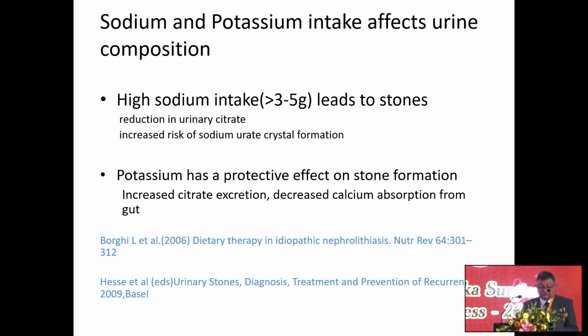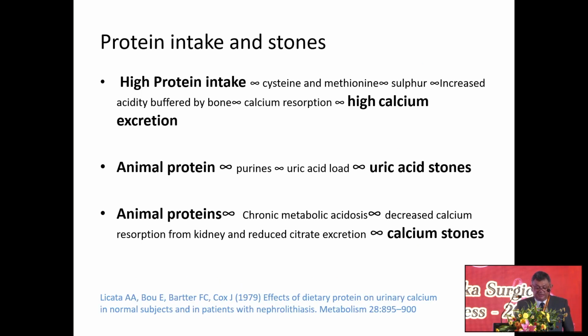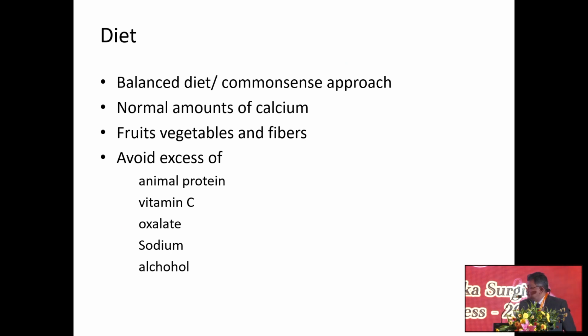So additional salt and excess salt intake is counterproductive towards measures to prevent stones. And potassium has an opposite effect. This is now published, and this data is widely accepted. Similar with proteins. Animal proteins have a direct link to uric acid, so they need to be consumed in moderation, and protein is also linked to calcium excretion. So this is all general stuff.